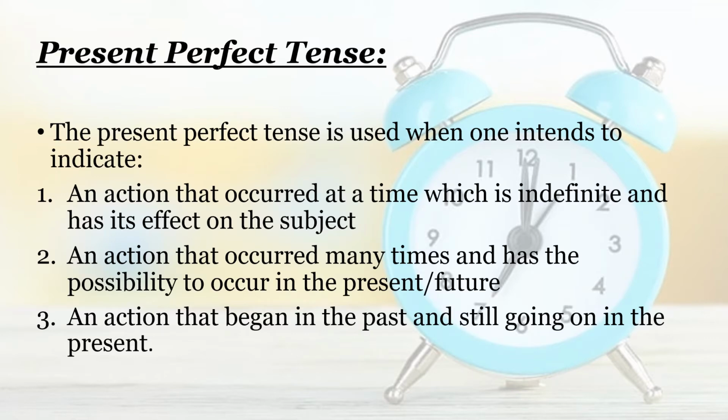Present perfect tense. The present perfect tense is used when one intends to indicate an action that occurred at a time which is indefinite and has its effect on the subject. An action that occurred many times and has the possibility to occur in the present or in the future. An action that began in the past and is still going on in the present. These 3 situations are those in which we have to use present perfect tense.